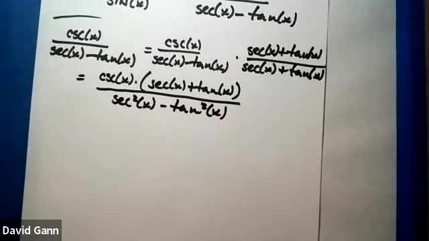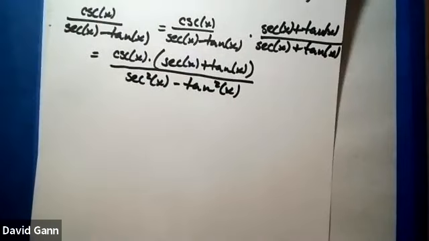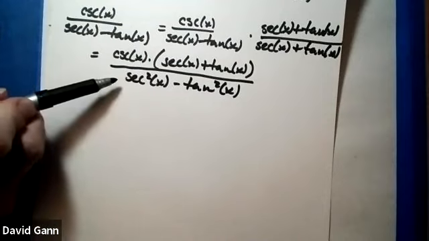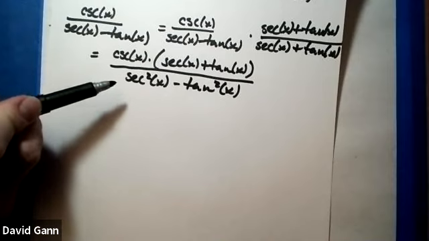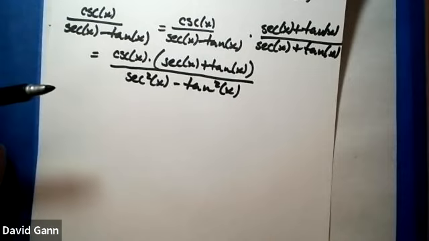Okay, and I want you to take just a minute and think back to the second Pythagorean identity. What is this quantity down here? As you recall, the second Pythagorean identity says tangent squared plus 1 is equal to secant squared. So what then is secant squared minus tangent squared?